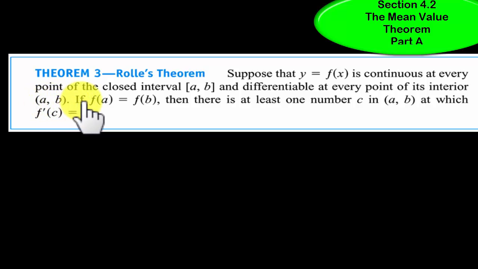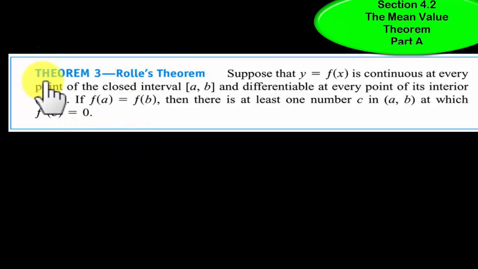Now, another condition: f(a) is equal to f(b), so they have the same y value at the endpoints. Then there is at least, and that's another important thing, at least, so it could be more than one, a number c in (a, b) at which its derivative is equal to 0.